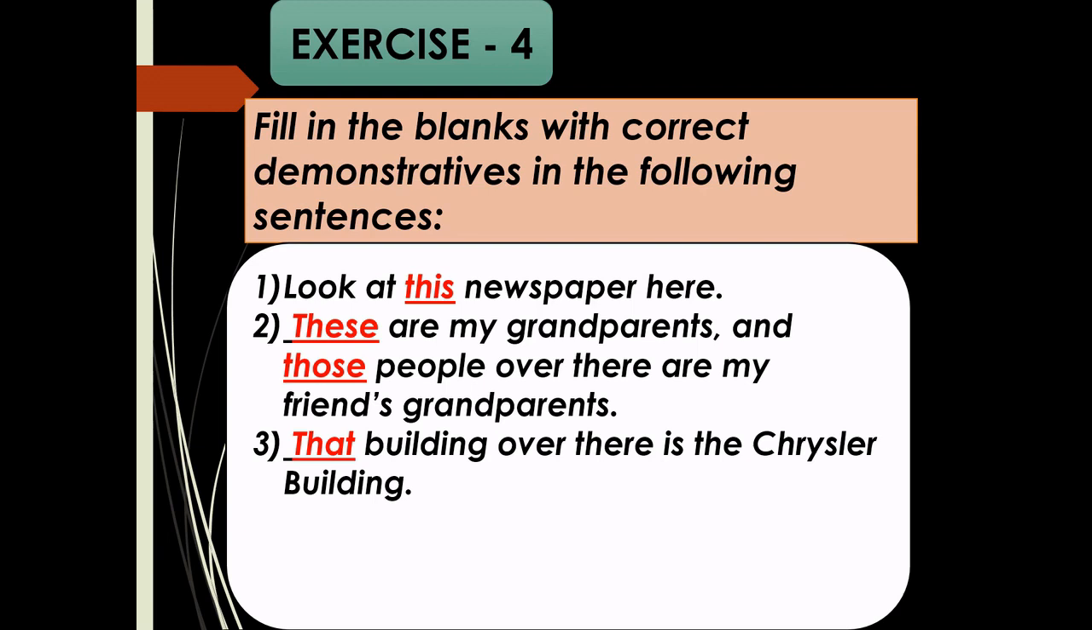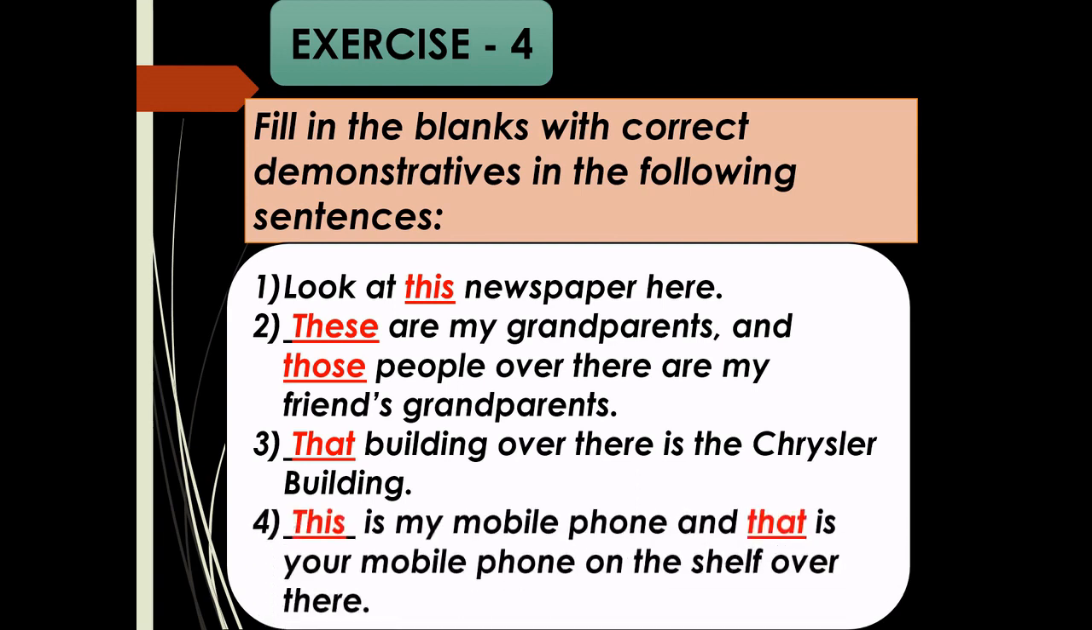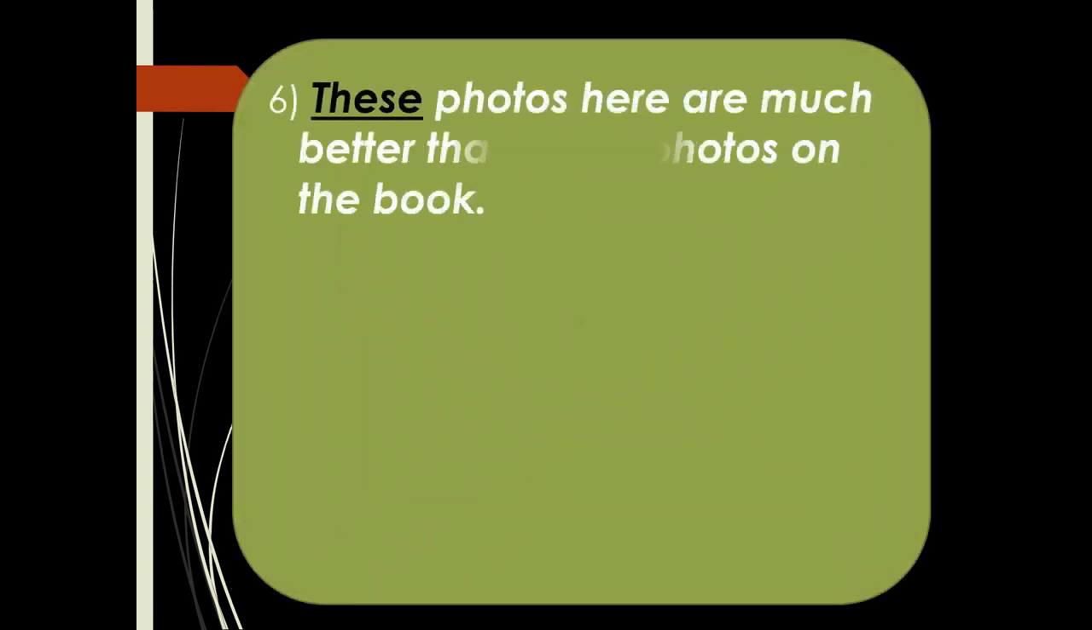Number 3. That building over there is the Cashler building. Number 4. This is my mobile phone and that is your mobile phone on the shelf over there. Number 6. These photos here are much better than those photos in the book.